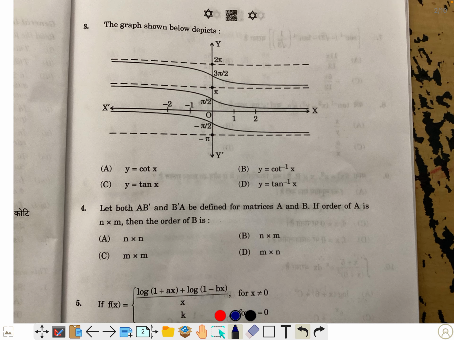And then we move on to the third question. The graph has a sigmoidal S-shaped curve. So this is called a sigmoidal S-shaped curve. That is the characteristic of the inverse tangent function. So that is the correct answer. Look here, option D, y equal to tan inverse of x.